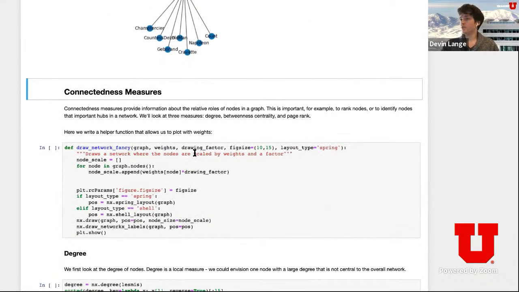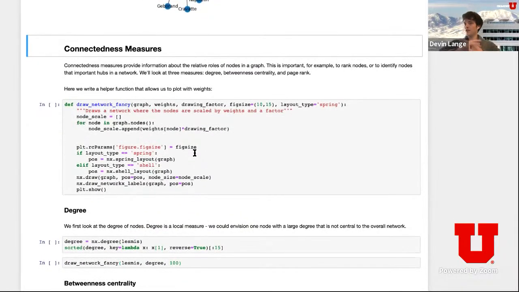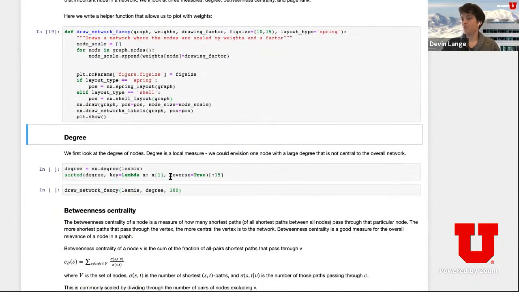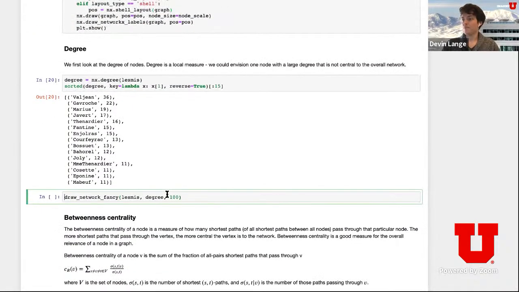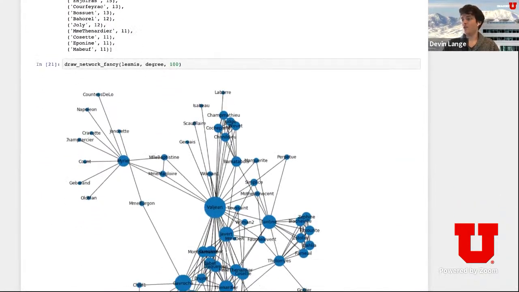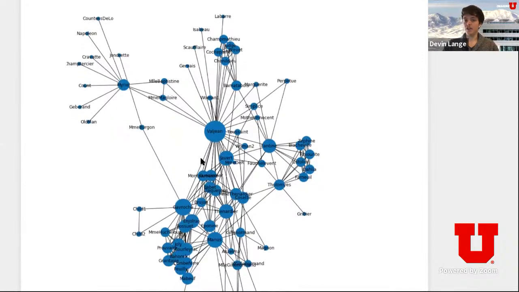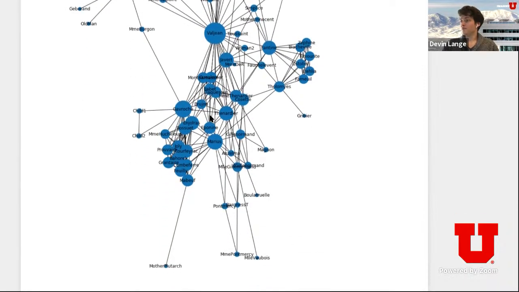Cool. So if we look at connectedness, this is similar to what we were doing before. We're going to use this helper function to help us plot this network. And now we are scaling the nodes here based on the degree, similar to how we were before. So Valjean has the largest degree of all of our people.